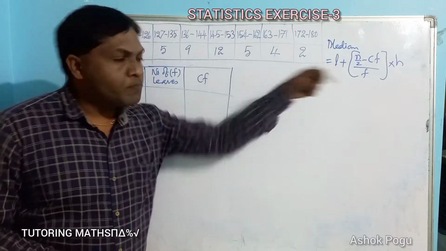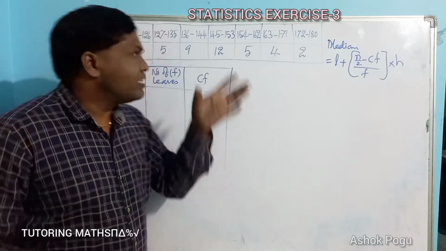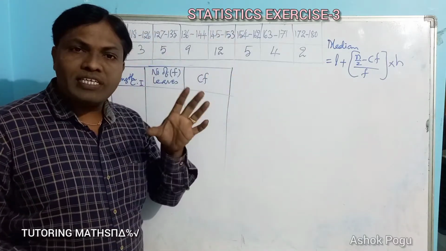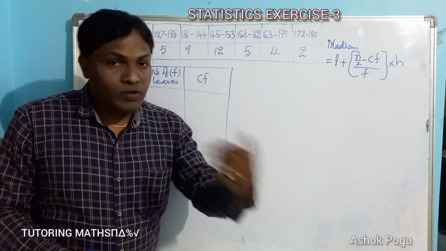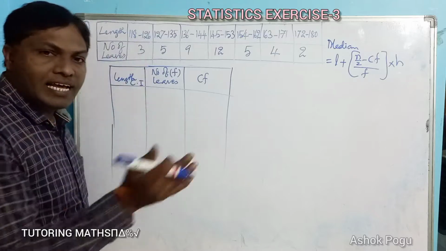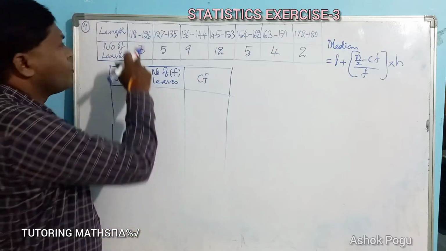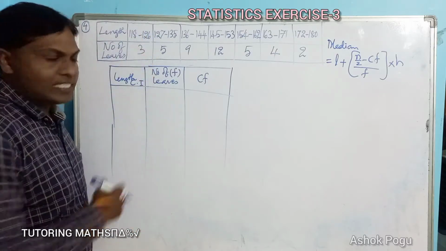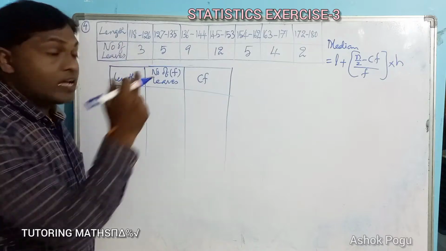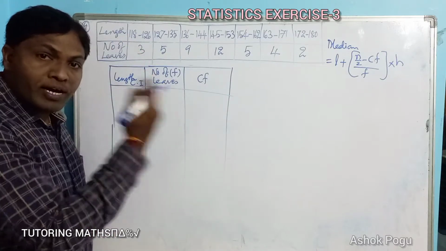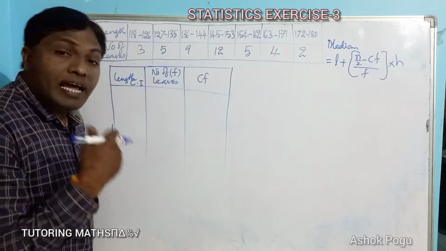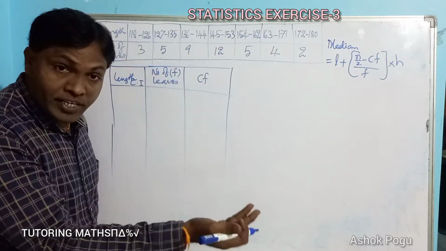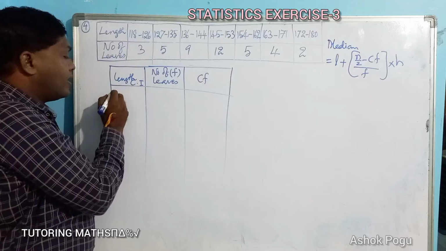But to solve this problem, we must convert this inclusive type of classes into exclusive type, in other words continuous classes, by taking the limits, boundaries. 118 to 126. Take the lower boundary of 118. Lower boundary means the left side value, but it is not continuation.